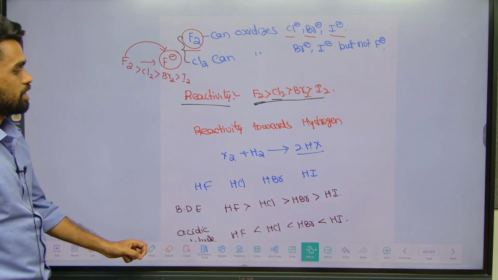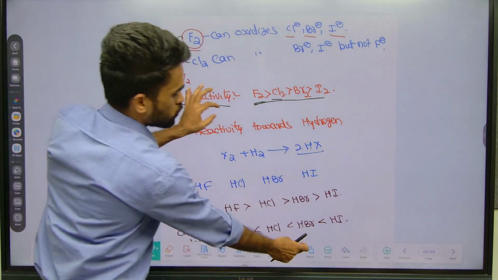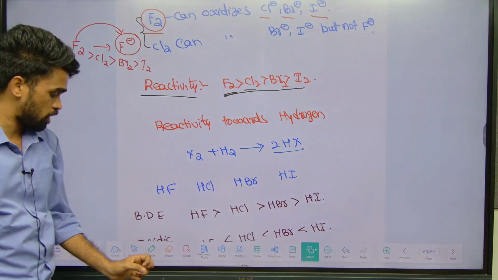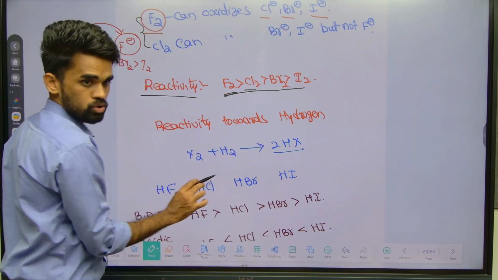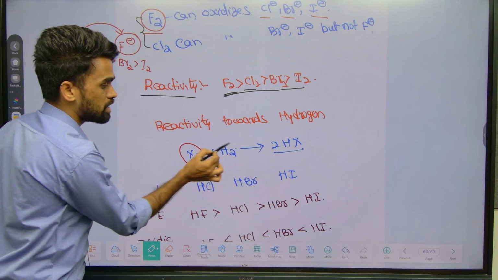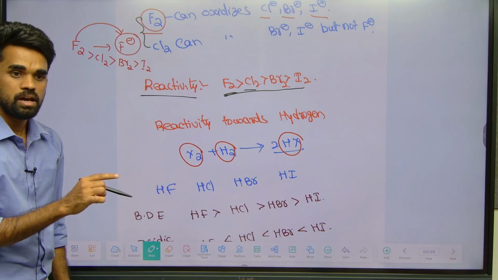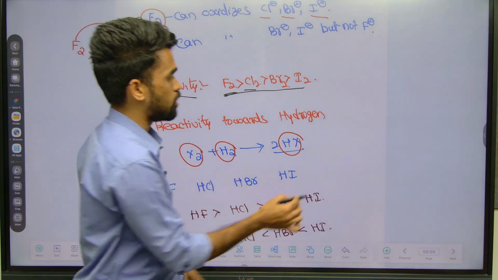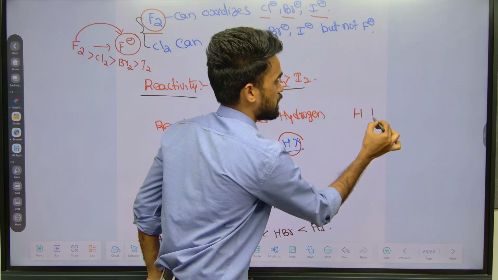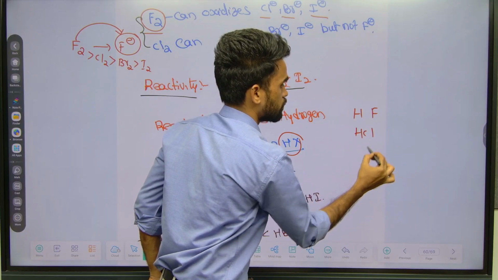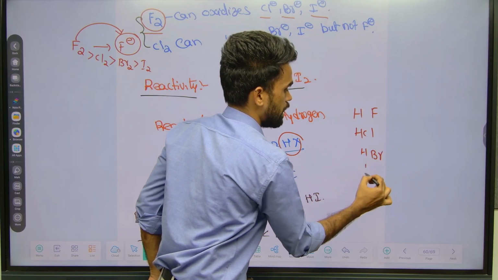Okay. Next one, reaction towards hydrogen. What is the next topic? Reaction towards hydrogen. So when halogens react with hydrogen, they form halogen acids. What do they form? Halogen acid. What do we mean by halogen acid? Like HF, HCl, HBr, HI.